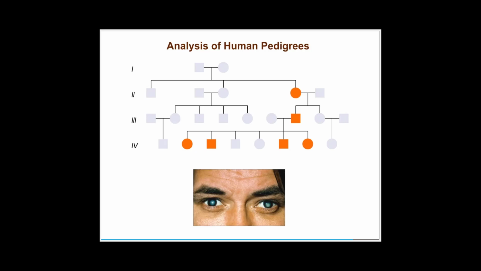They can also be used to predict the probabilities of offspring with particular genotypes and phenotypes from individuals in the pedigree who have not yet borne children. Pedigree analyses can also identify the probable source of a mutation for traits that appear in a family without a prior family history of the trait.